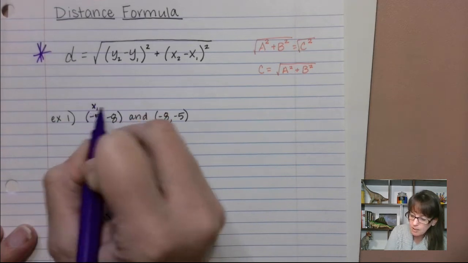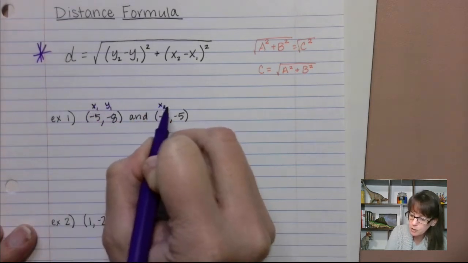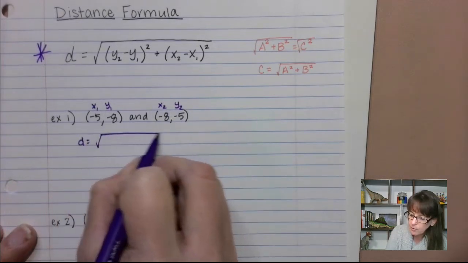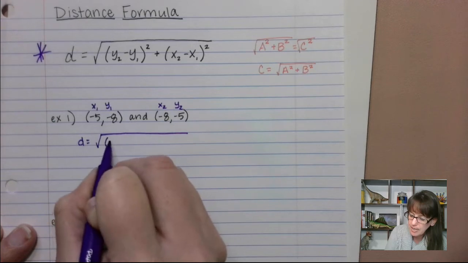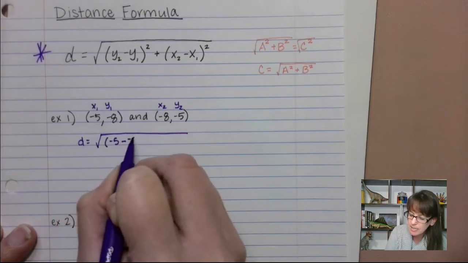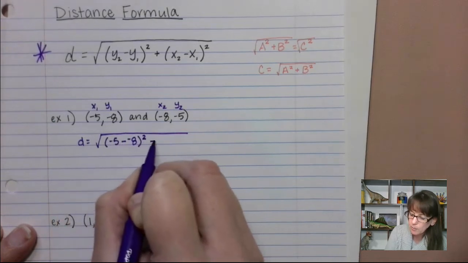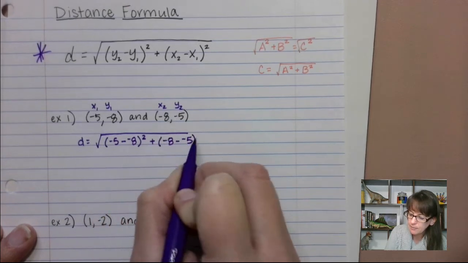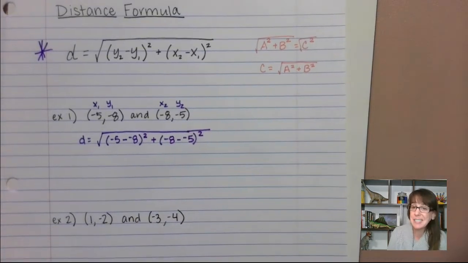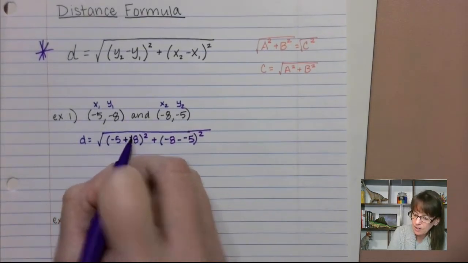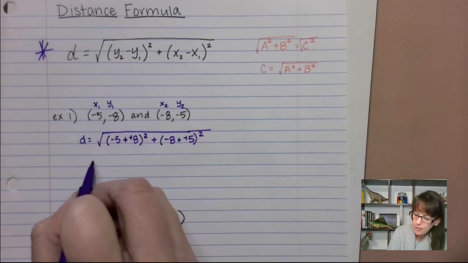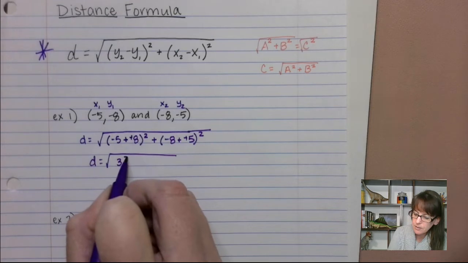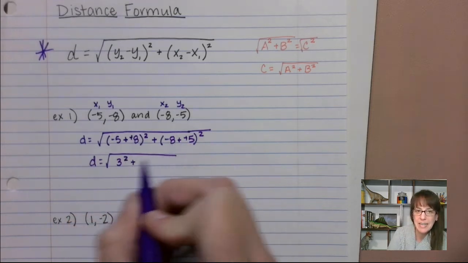All right, so this is our point. We have x1, y1, x2, y2. So we're going to say the distance equals the square root of y2, which is -5, minus y1, which is -8, squared, plus -8 minus -5 squared. All right, I always like to add the opposite. So add the opposite, add the opposite. So what that means is we have over here 3 squared plus, and now over here we have (-3) squared.